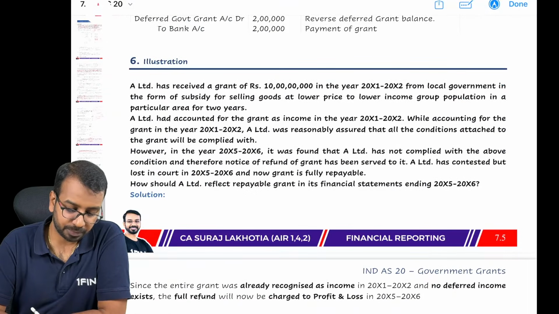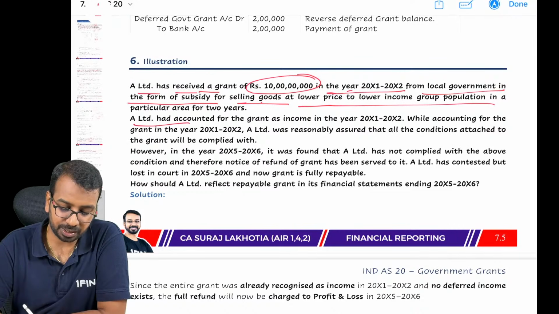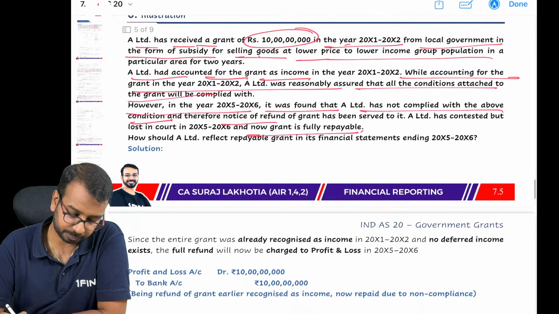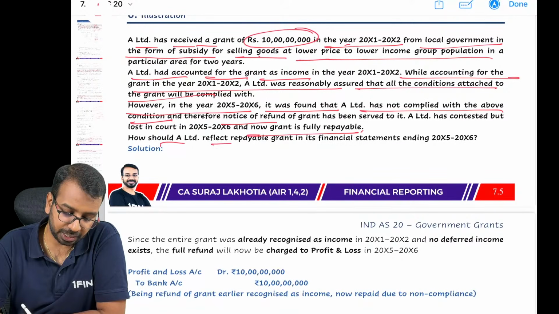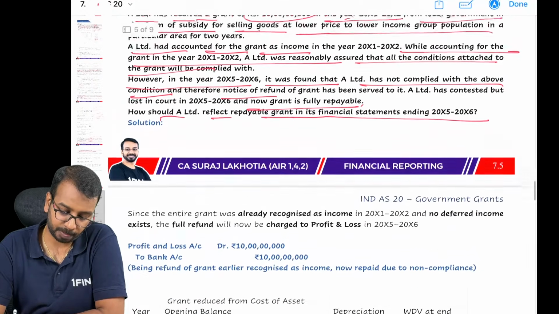So look at this question. A Limited has received a grant of 10 crores in the year 1-2 from local government in the form of subsidy for selling goods at lower price. A Limited had accounted for the grant. While accounting, they were assured that conditions will be complied. However, in year 5-6, it was found they have not complied with the condition. Now the grant has become fully repayable. How should A reflect the repayable grant in the financial statements?